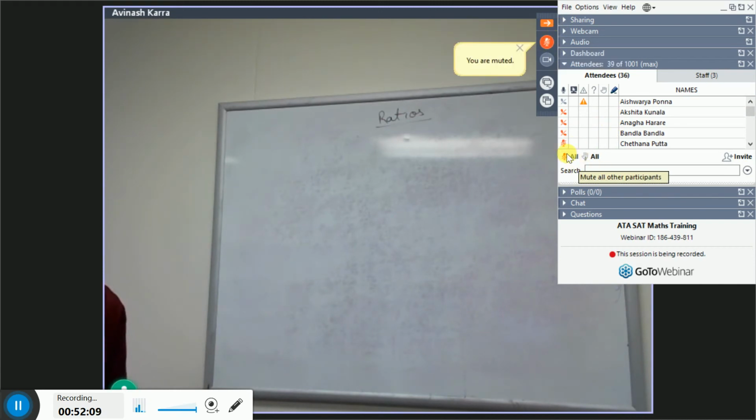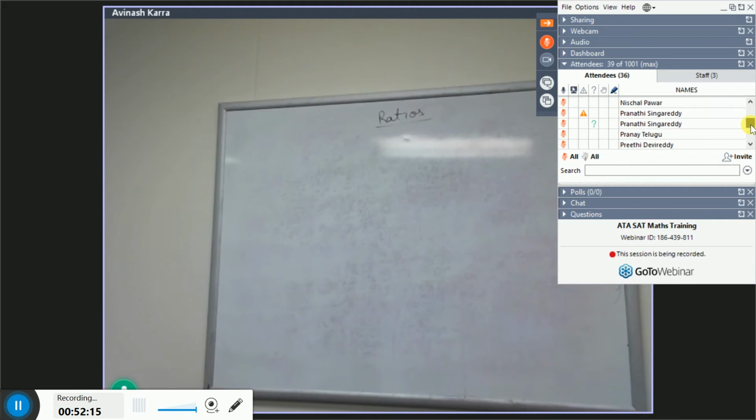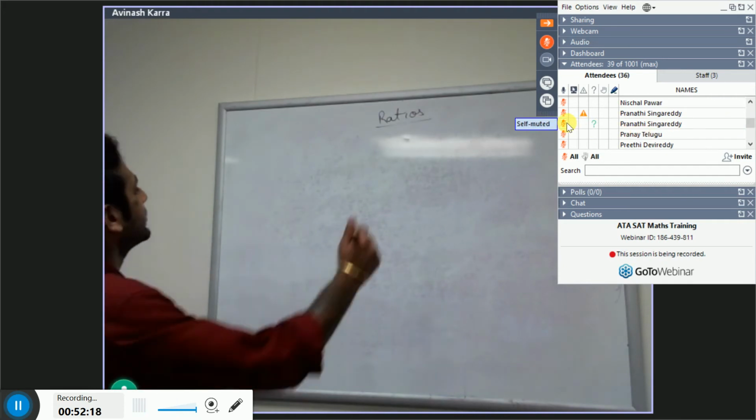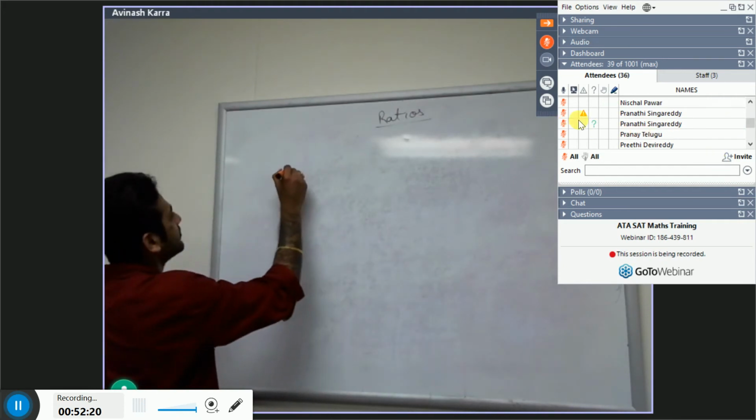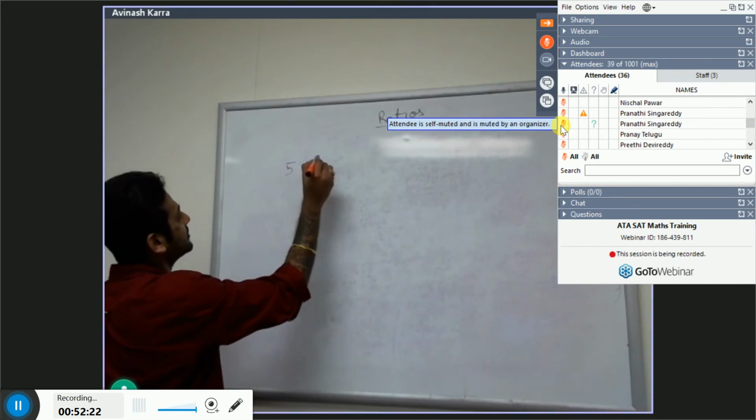And let me teach you one more example. The measures of the two acute angles of a right angle triangle are in the ratio of 5 is to 13. So what is the larger? 5 is to 13.